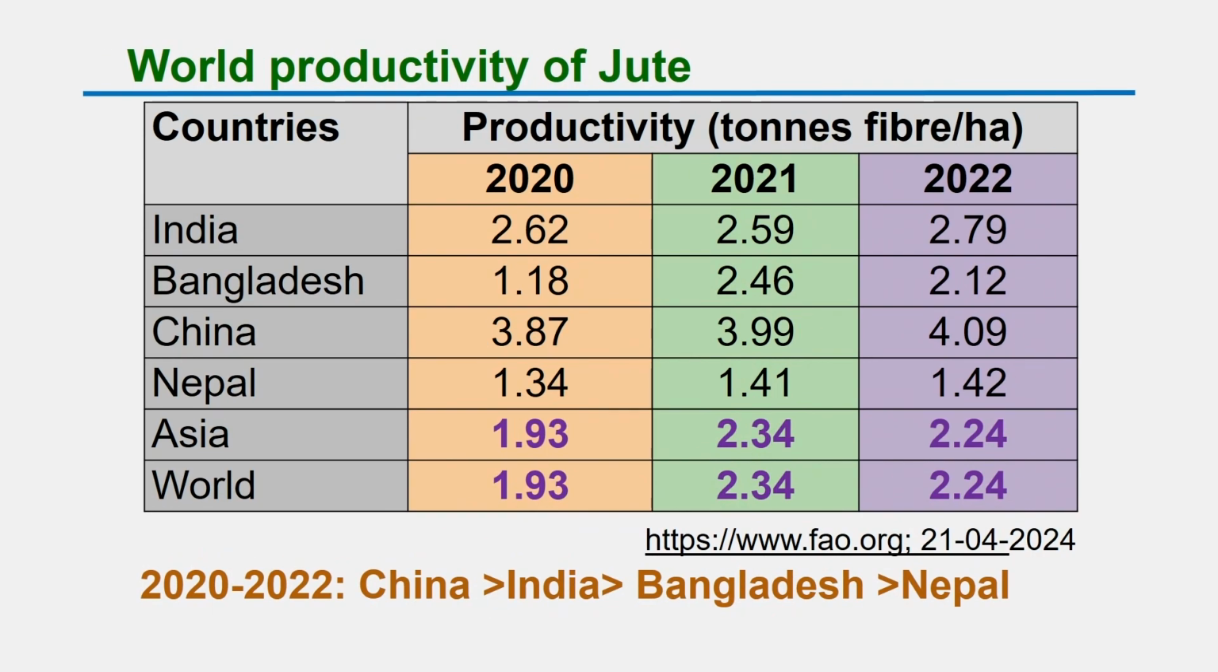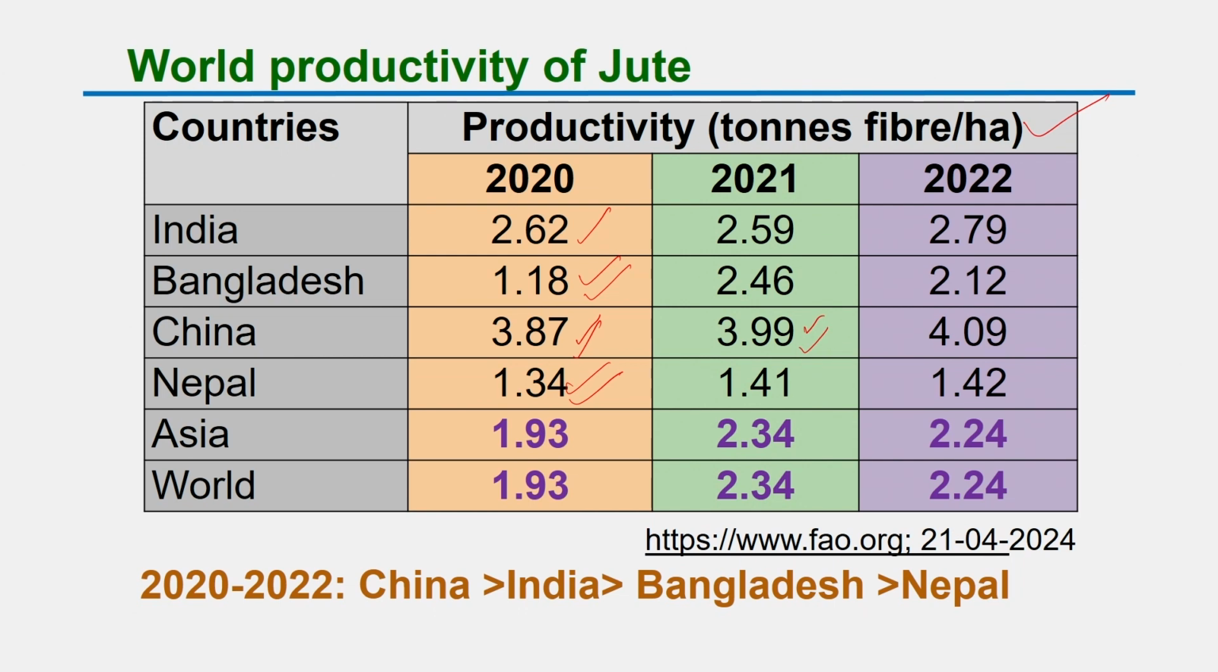Now the world productivity of jute. This productivity is in tons of fiber per hectare. The unit is tons of fiber per hectare. So see the case of year 2020. China had the highest productivity, 3.87 tons of fiber per hectare, followed by India 2.62, and Bangladesh had very low productivity, which is 1.18. Even in 2020, Nepal had higher productivity than Bangladesh. Coming to years 21 and 22, you can see the productivity is highest in China. So China is leading in productivity in all the years.